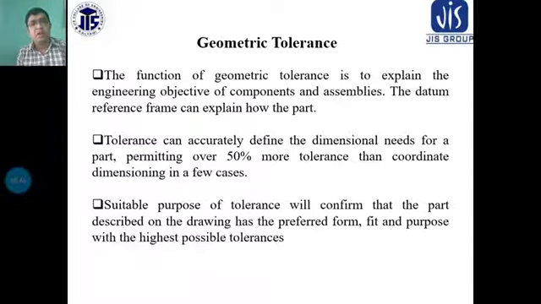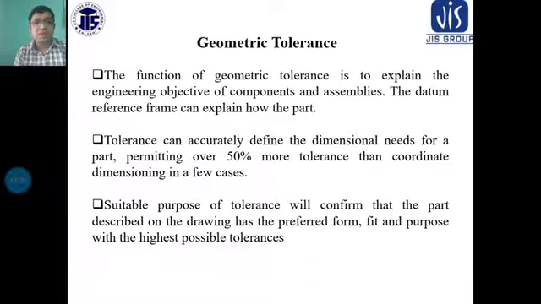Suppose you have to fit a shaft and fit a nut and bolt, such that the nut will move through the bolt. If you do not give any kind of tolerance, then the nut cannot move through. Either you have to give some tolerance so that it is possible, or else they cannot be fitted to each other.